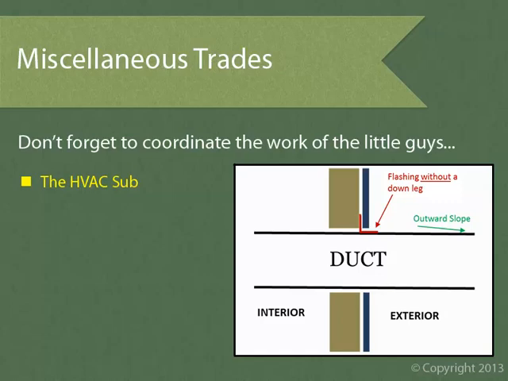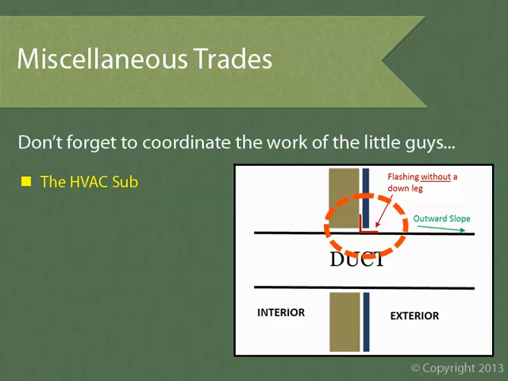Now the mechanical sub typically does all of their own flashings, which is great because we always want responsibility for a penetration to be held by a single company. Duct penetrations are one of the more difficult waterproofing penetrations, so there's a few things I'd like to point out here. First, the head flashing in this condition will land atop the duct. It won't have a down leg.